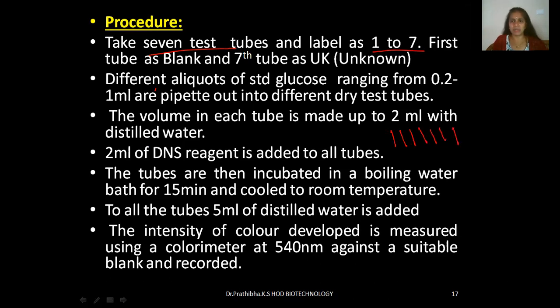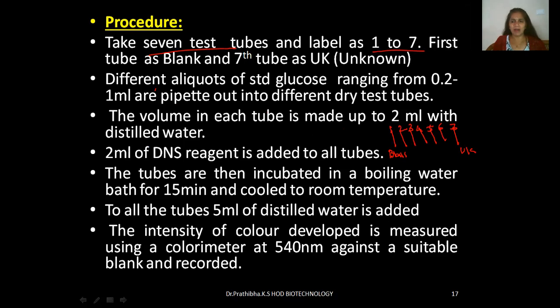What are the 7 test tubes you are going to take? You need to label the first test tube 1, the second 2, this is 3, this is 4, this is 5, this is 6, and this is 7. For the first test tube, you always write on the wall of the test tube "blank" or B. And for the 7th test tube, we'll write it as "unknown" or UK.